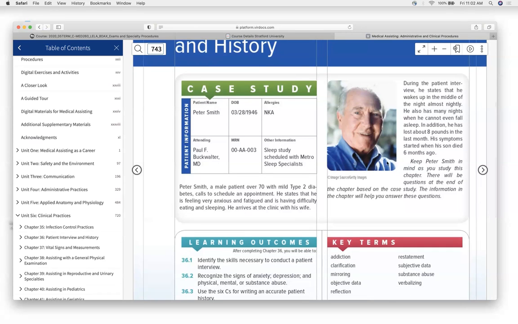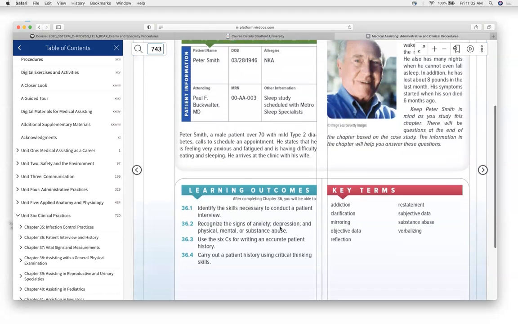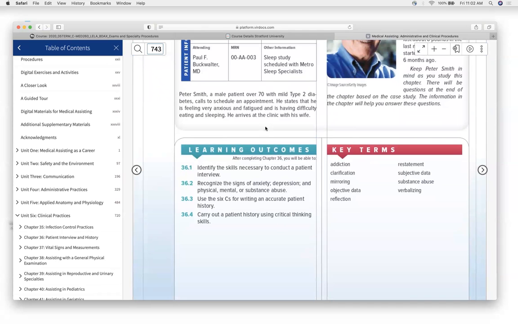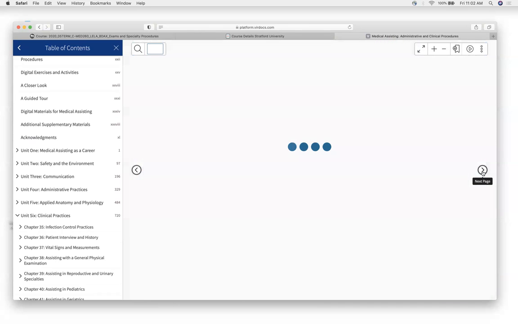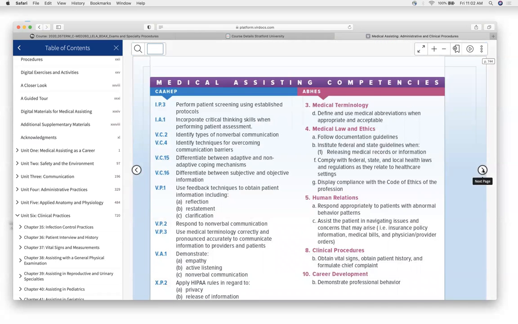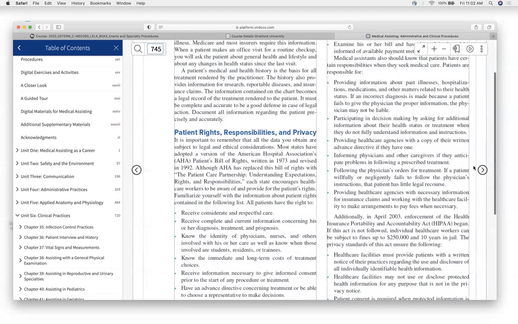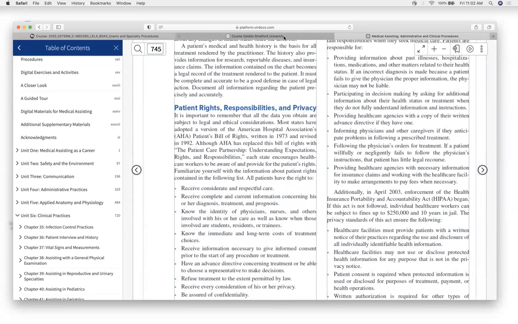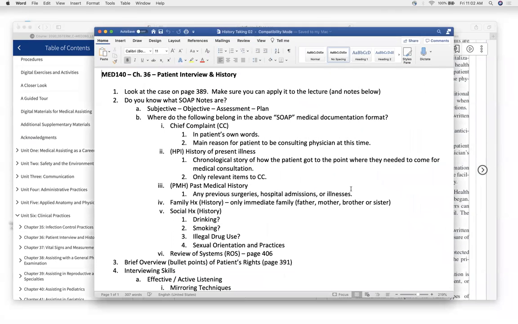But in the clinical realm, these things we need to know, right? Remember the holistic view of our patient. We need to know everything about our patient as a whole. Now, the rest of the chapter, you have the goals and everything, and my notes are based on this chapter. I just wanted to go over that case with you because you will be responsible for that case for your midterm exam.